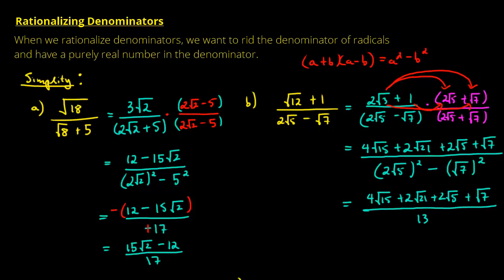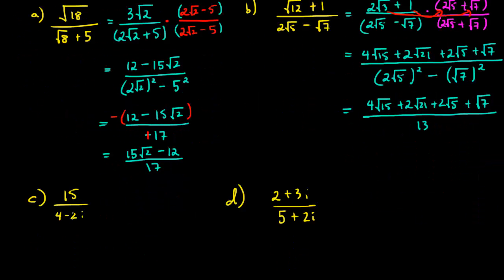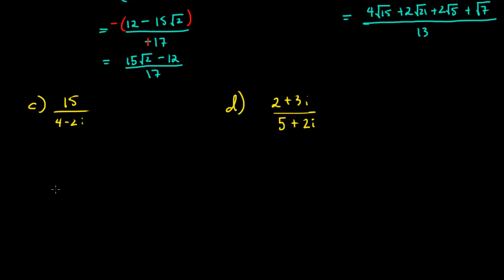Hi, in this video we look at how to rationalize numbers that have an imaginary or a complex number in the denominator. So if we have 15 over 4 minus 2i, our objective is to write 15 over 4 minus 2i such that it has a real number in the denominator rather than a complex number.